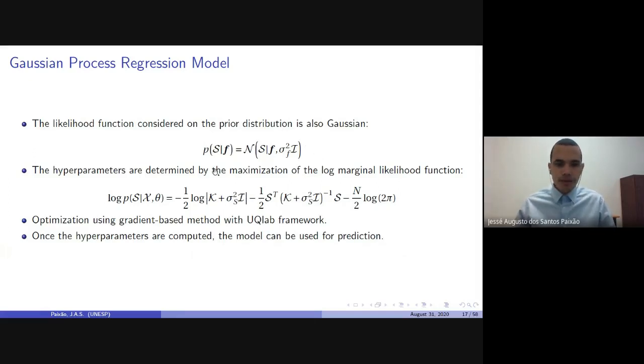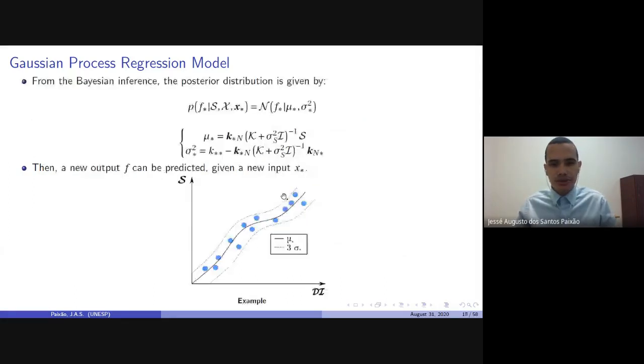And then once the hyperparameters are computed, the model can be used for prediction using Bayesian inference, because we can predict the posterior distribution of our data for a new input, for example, X asterisk, that will be normal, also Gaussian, and it will be given by this equation. Then we can use this to predict, to interpolate our model.